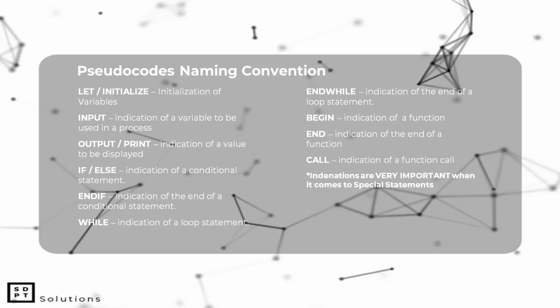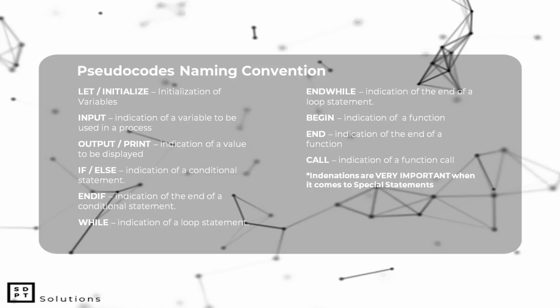So, we have the let or initialize, which is the initialization of variables. Kung napanood nyo yung mga last episode, as you can see, ginagamit namin let x is equals to 0, let y is equals to 0. So, initialization of variables. Then, input, so common sense, indication of a variable to be used in a process. Yung i-input nating value which is to be used sa process natin. Then, again, pretty obvious, output or print, indication of a value to be displayed.